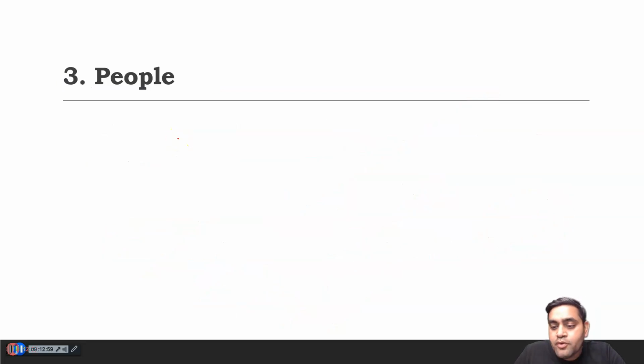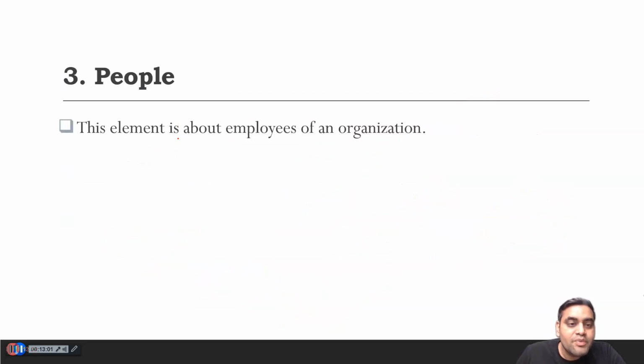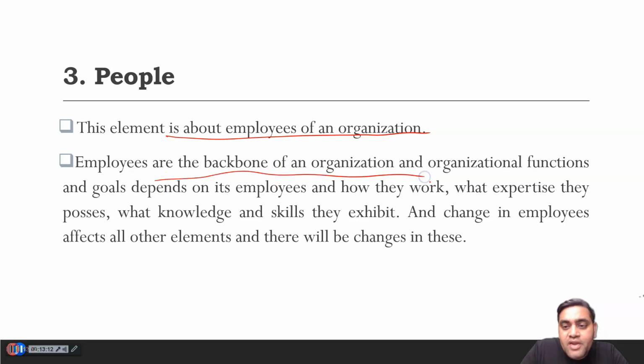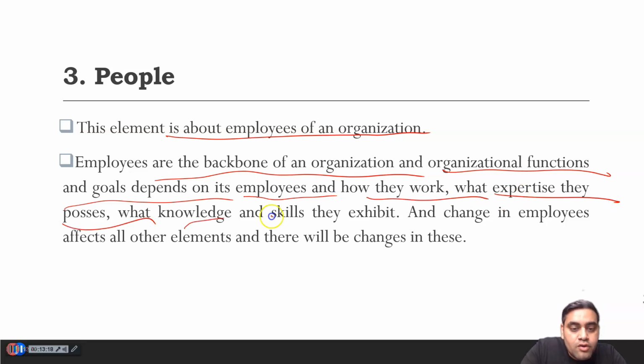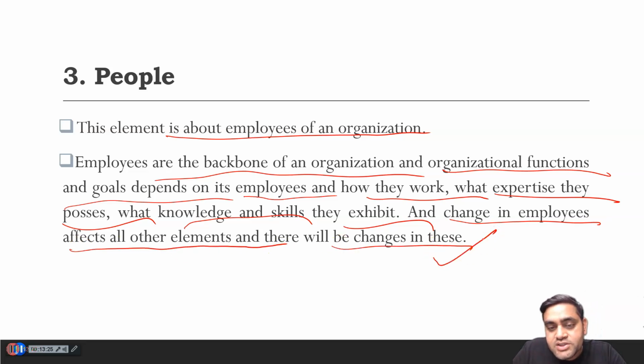Moving on to the third component, and that is the people component. The element of people means the employees of the organization. That is very, very obvious. Employees are the backbone of any organization, and organizational functions and goals depend on its employees, how they work, what expertise they have, what knowledge and skills they have, and a change in employees affects the other elements of the organization as well. So it's a very simple understanding.